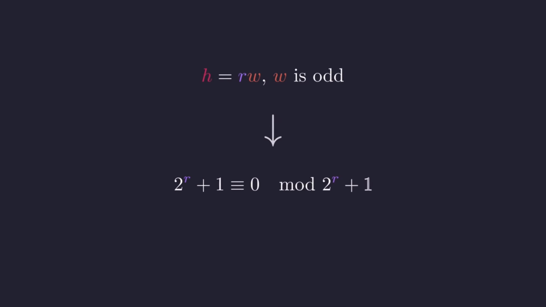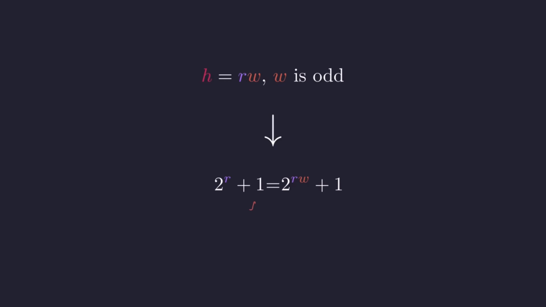One proof of this fact goes like this. Suppose that h can be factored as r times w, where w is odd. Doing some modular arithmetic, we can find a divisor of 2 to the rw plus 1. In fact, we show that 2 to the r plus 1 divides 2 to the rw plus 1. But since 2 to the rw plus 1 is just 2 to the h plus 1, which is prime, the only way that 2 to the r plus 1 divides it is if the two are equal.